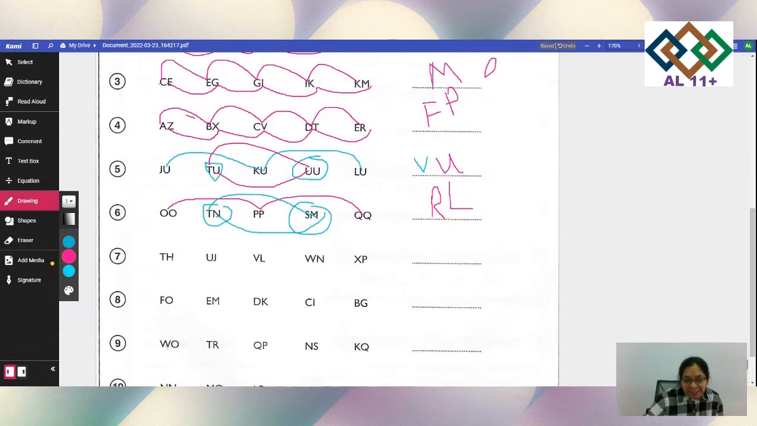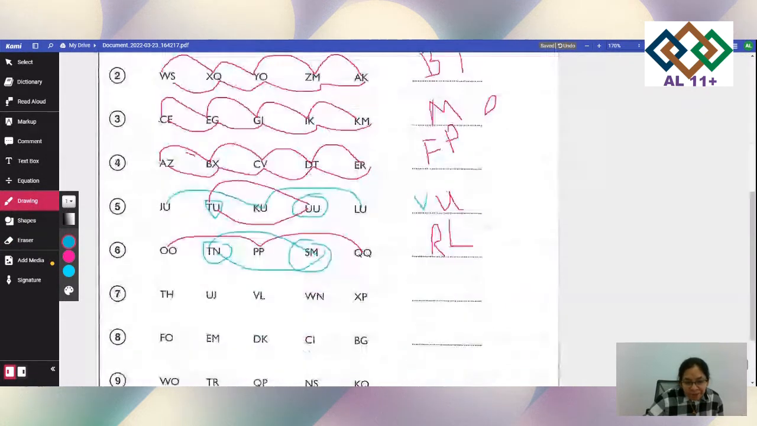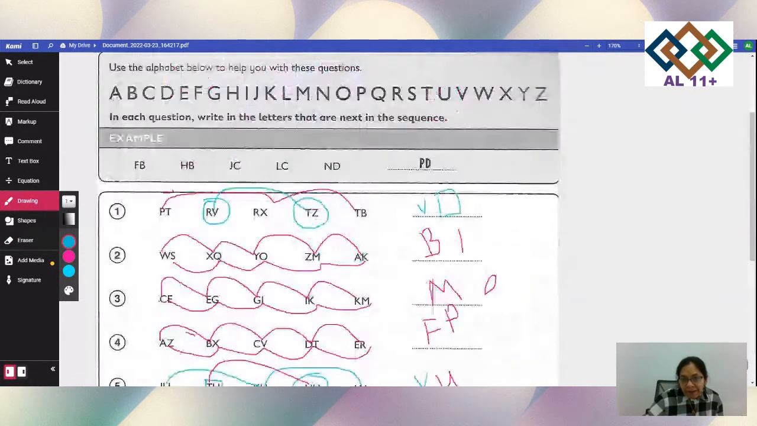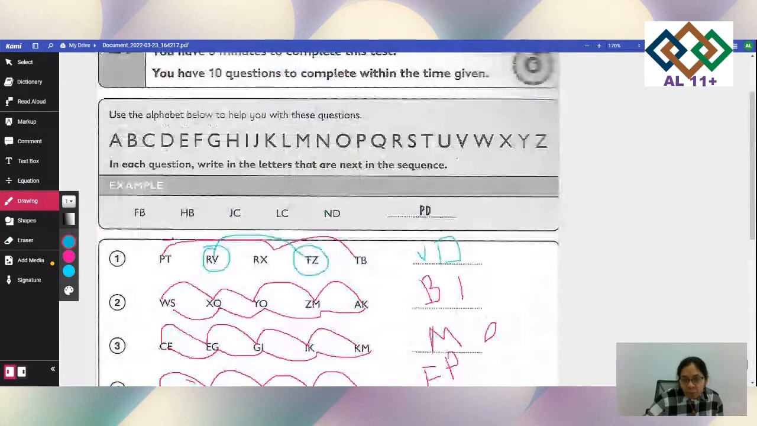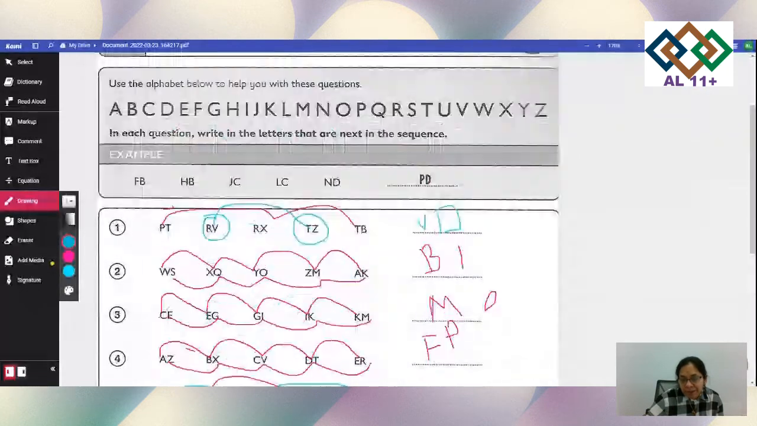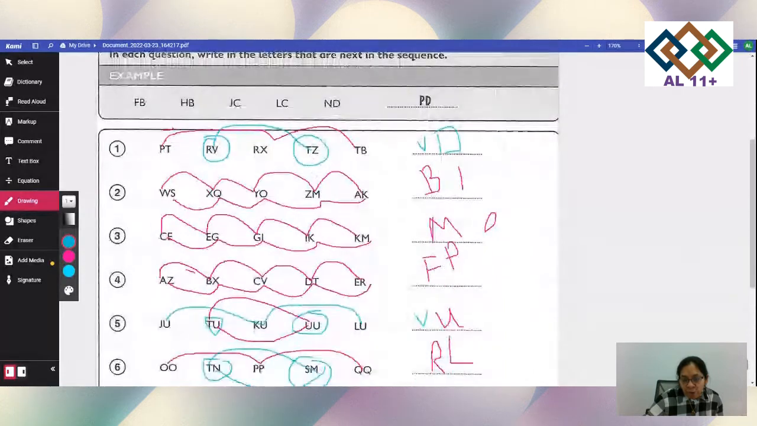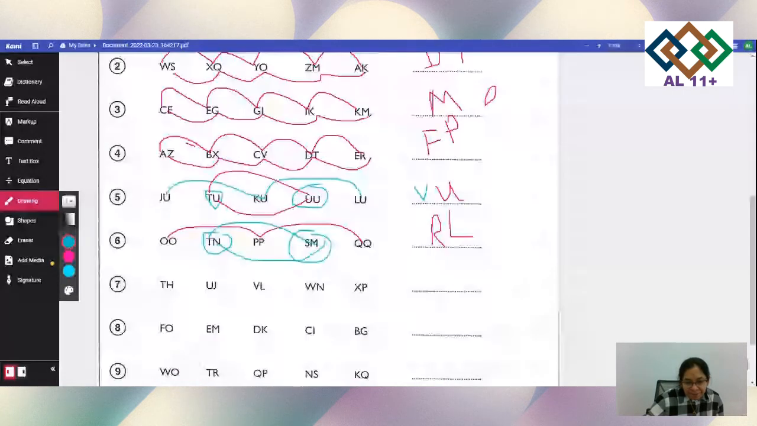The next one is T to U. T is here, U is here. We can do that. You don't need to do two sequences in this one. So from going from T to U, you are going one forward. And from U to V, one forward. And then V to W, one forward. W to X, one forward. And from X, going one forward would be a Y.